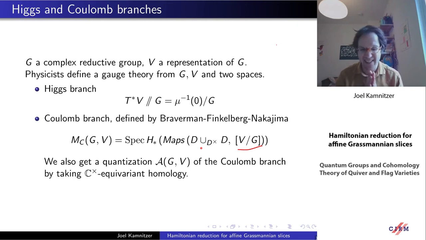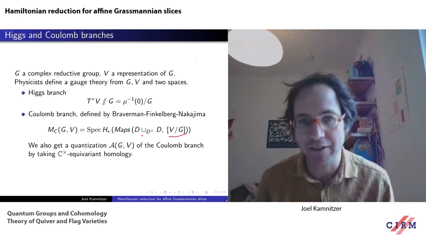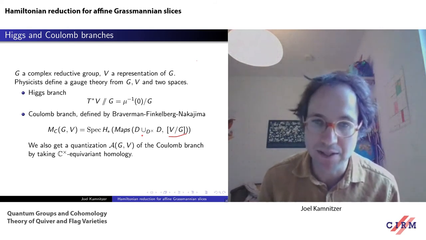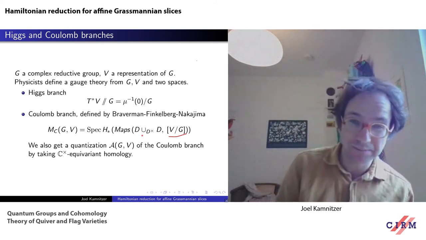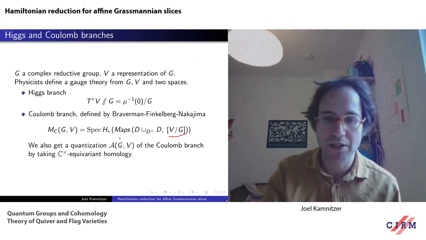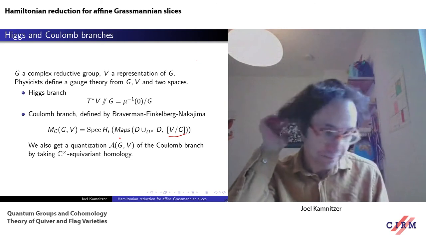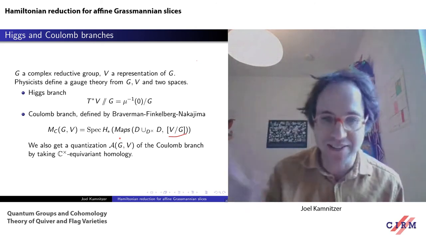So explicitly, that's the space of principal G bundles on this curve, along with a section of the associated bundle to V on the two halves. In other words, it's two G bundles on the formal disk, which are identified away from the origin and have a compatible section of the associated bundle. So that's that space. It's actually closely related to the affine Grassmannian of the group G. If the representation V is trivial, then this space of maps is just the quotient of the affine Grassmannian by the action of the base loop group, positive loops.